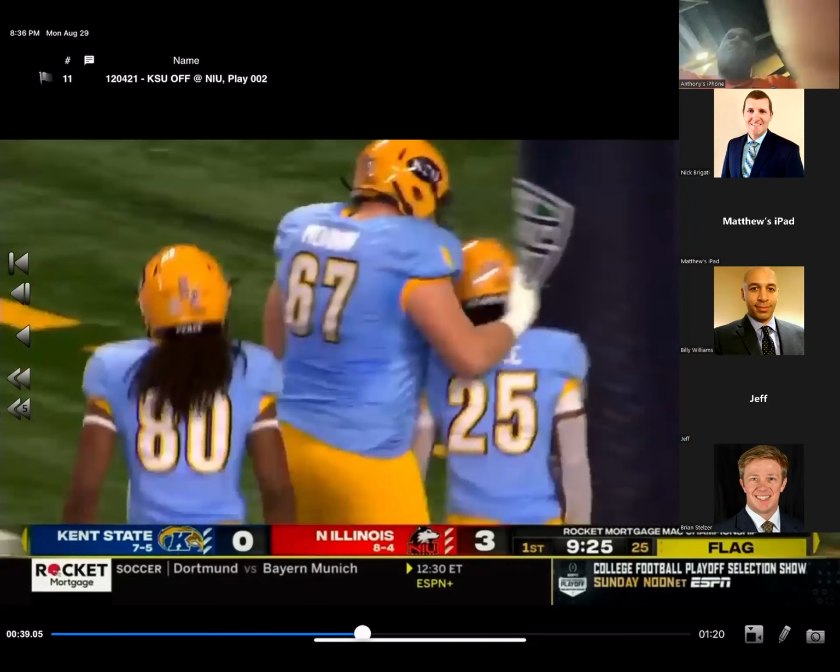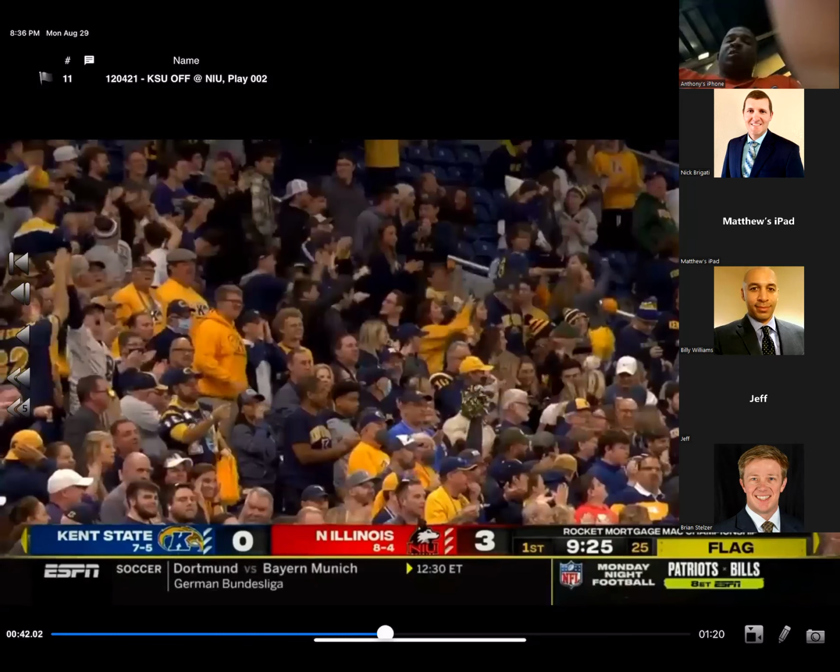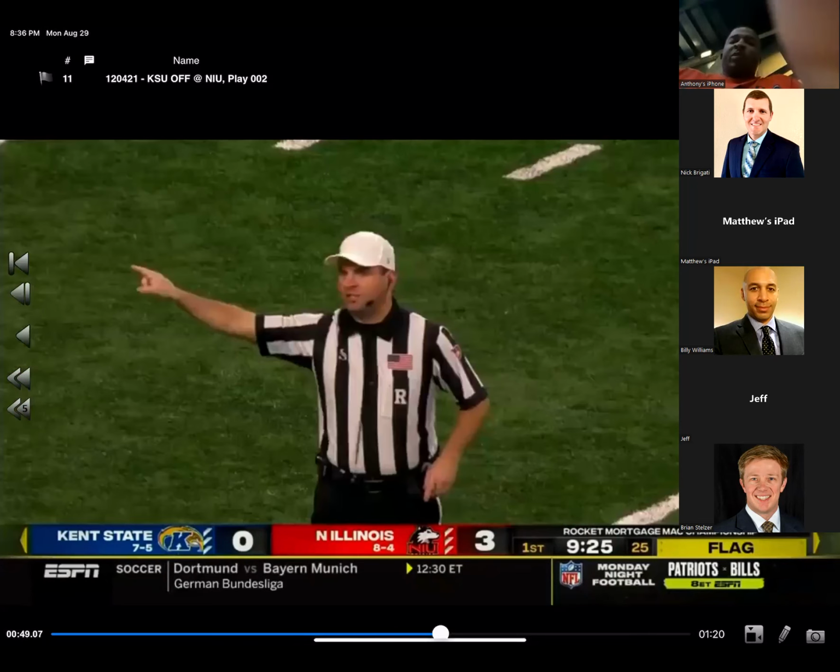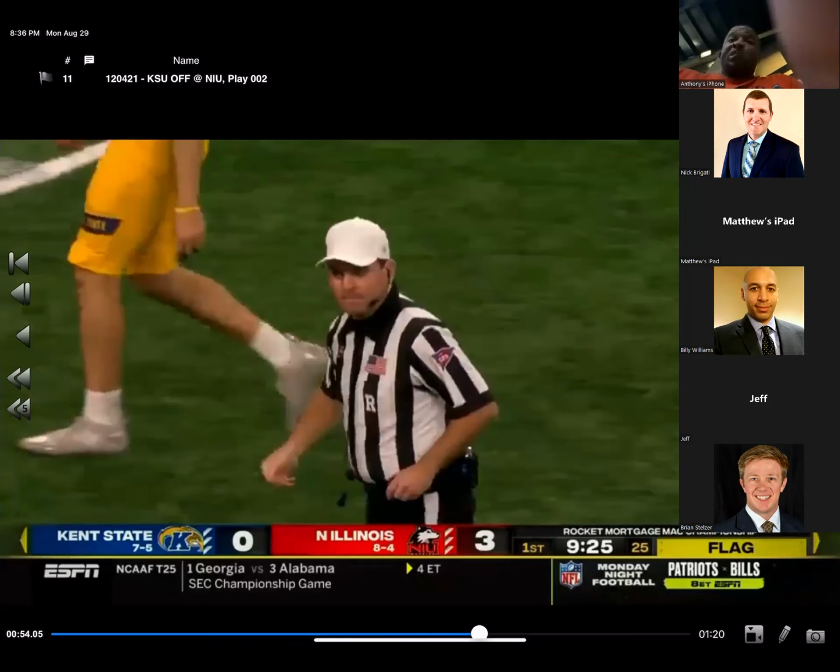Let's see if it stands. And it's in that area of holding. Great call by the wing guys. Big game. Got it right. 5-yard penalty. Here's a replay of it.